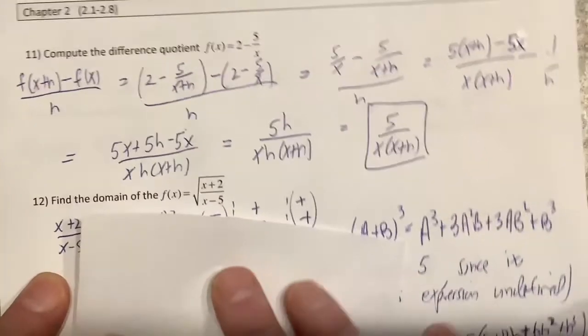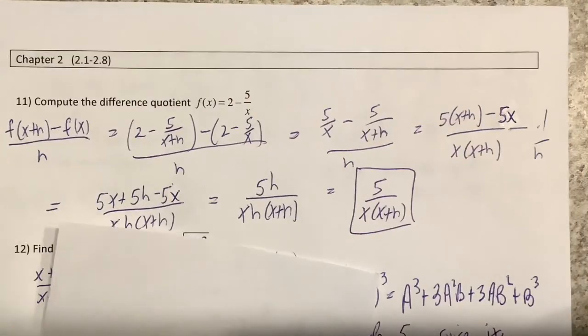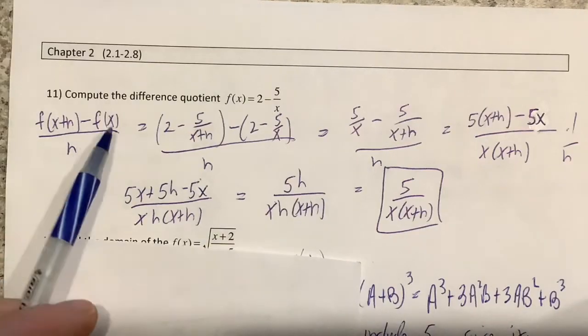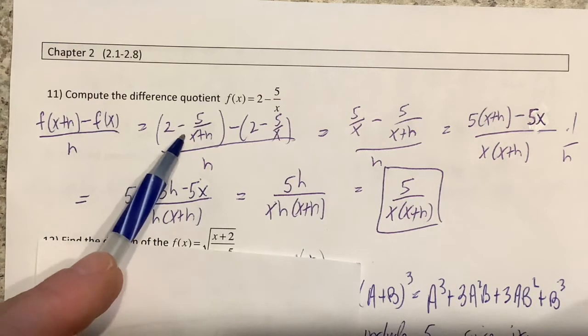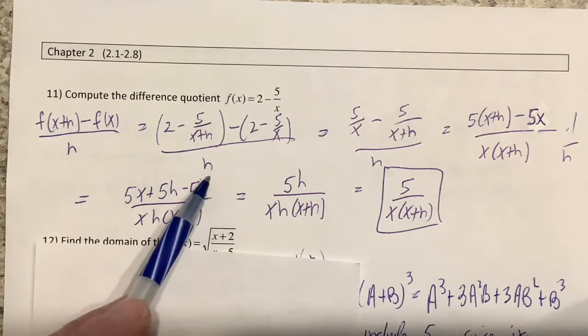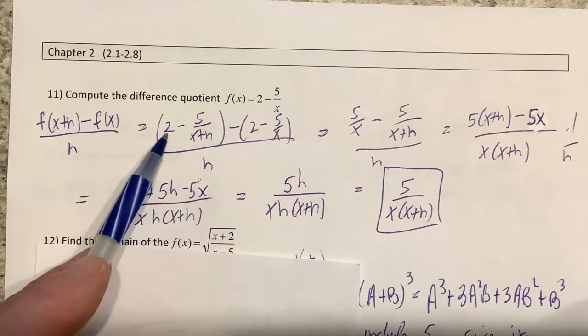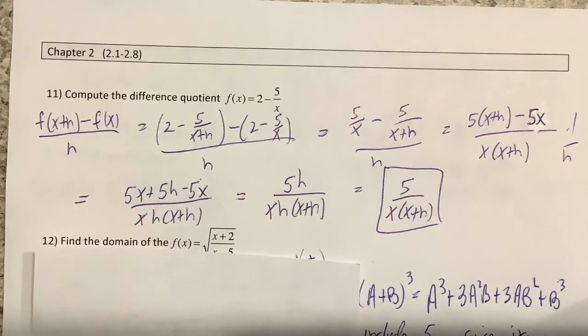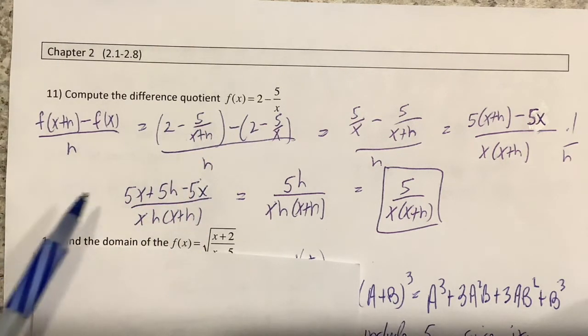Moving into chapter 2, there's going to be one on the difference quotient for sure. Make sure you practice that. This is f of x plus h, this is f of x, and this is h. The 2's cancel. If you look really carefully, the 2's cancel. If you don't notice that, the problem becomes messier.